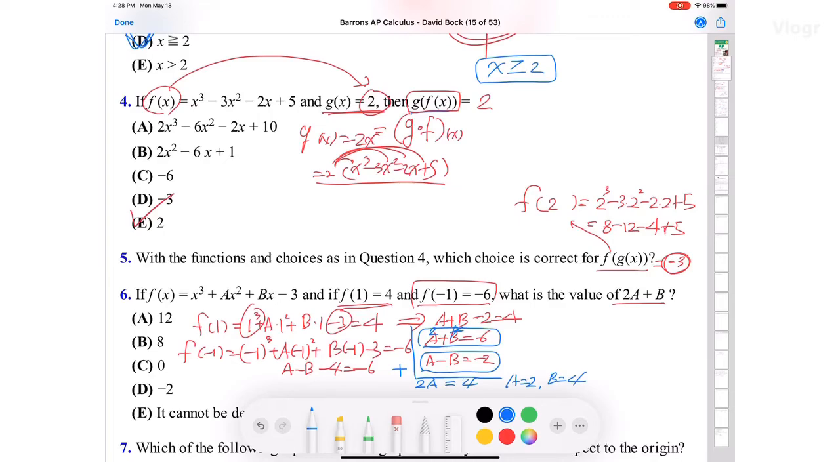But the final goal is to find the value of 2a plus b. 2 times 2 plus 4, which is 8. So 8 is the answer. Just 8 is the answer.